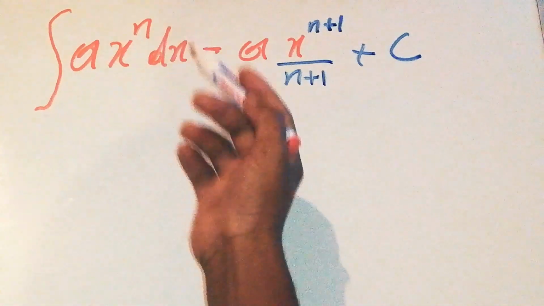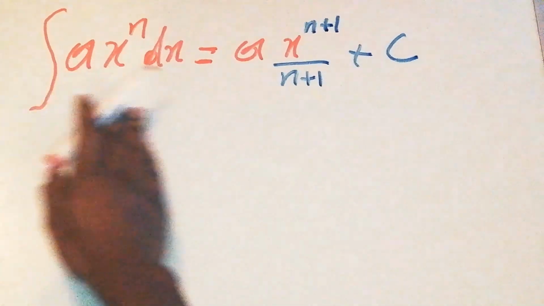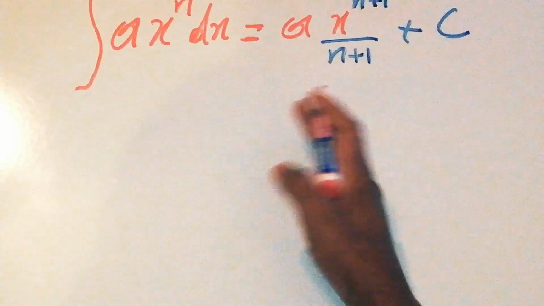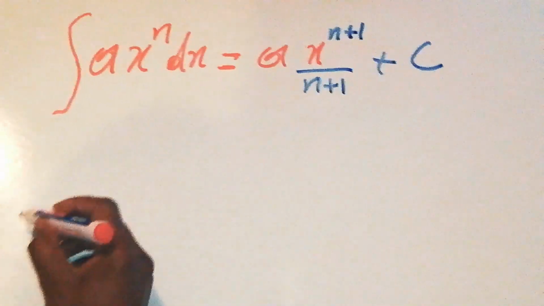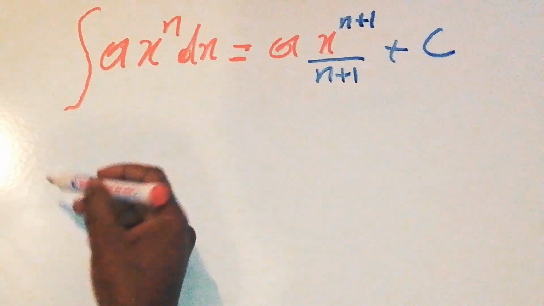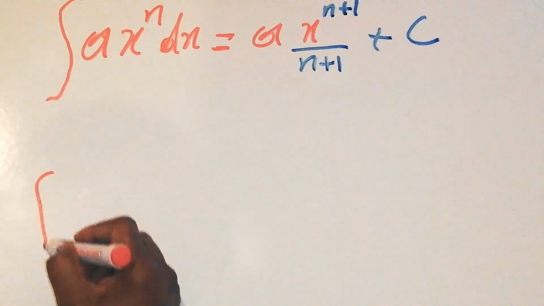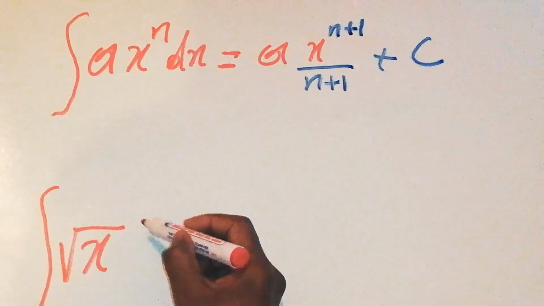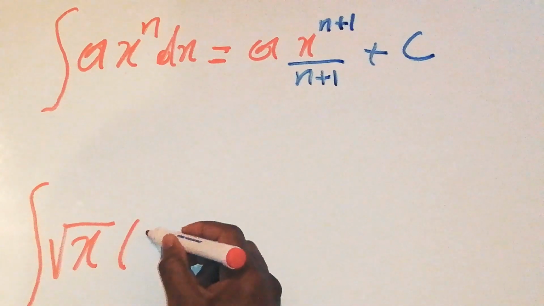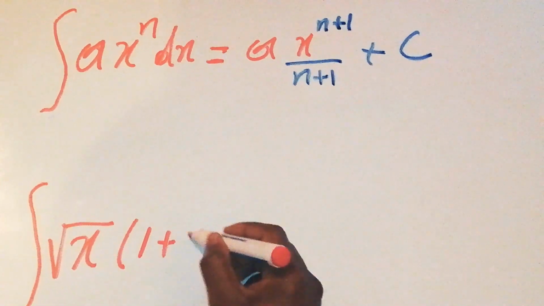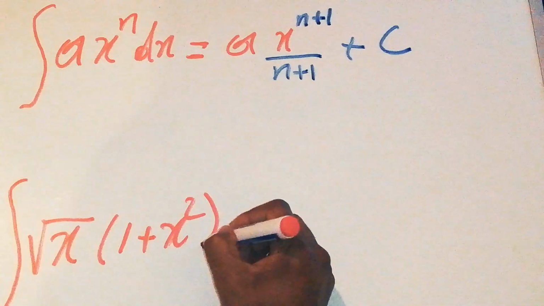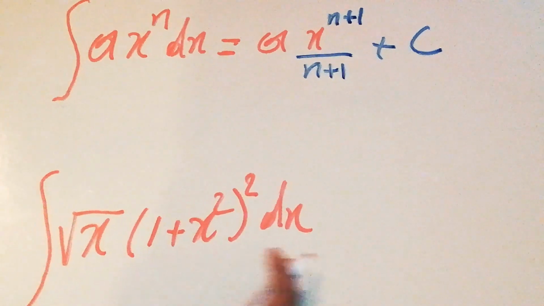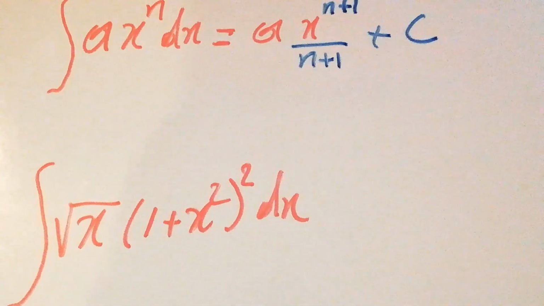We don't always find the equation in this form. Sometimes we need to simplify before we integrate. So the integrand might be of this shape. Let's say we have the square root of x, open my bracket, 1 plus x squared to the power 2, dx. Let's say you have to integrate this one. So how do you do it?